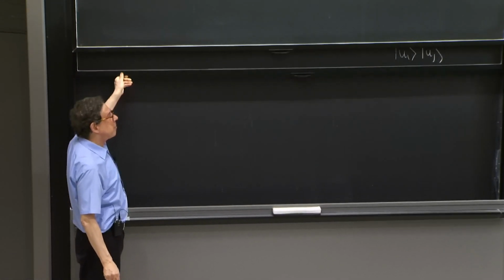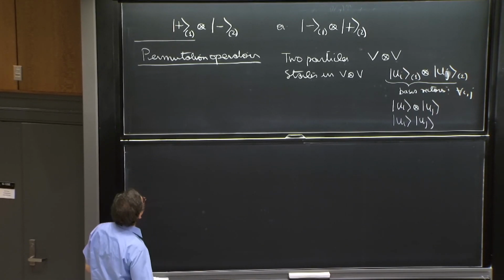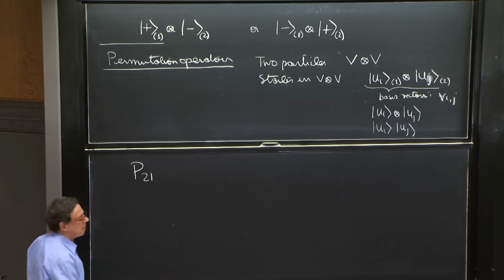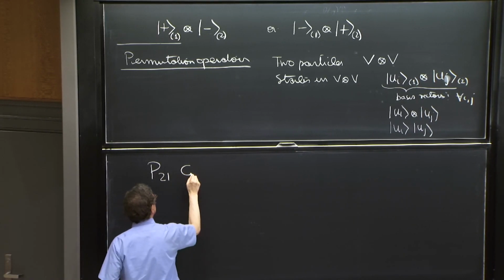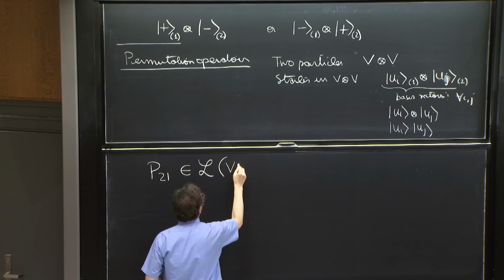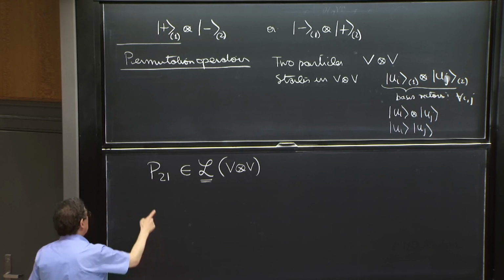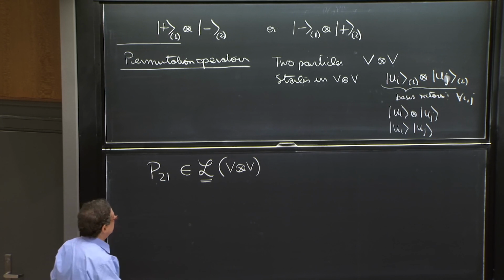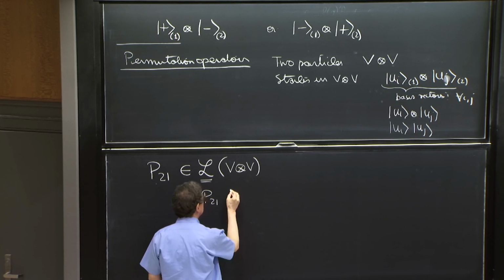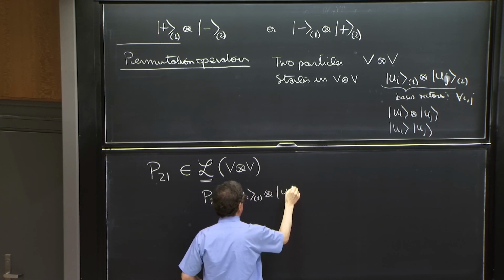So what is a permutation operator? It's a linear operator that does some funny thing on the state. So let's look into it. A permutation operator, P_21, that's a name I will give it, P_21 is a linear operator acting on the space V tensor V. So, a linear operator, and this is called the permutation operator. To know what this permutation operator is, you need to know how it acts on a basis state. So let's put one of these basis states, u_i^(1) tensor u_j^(2).